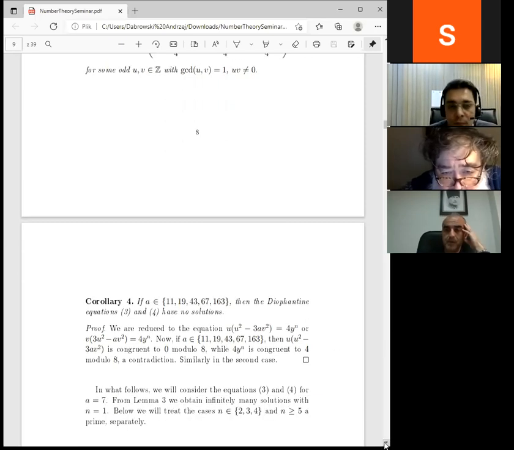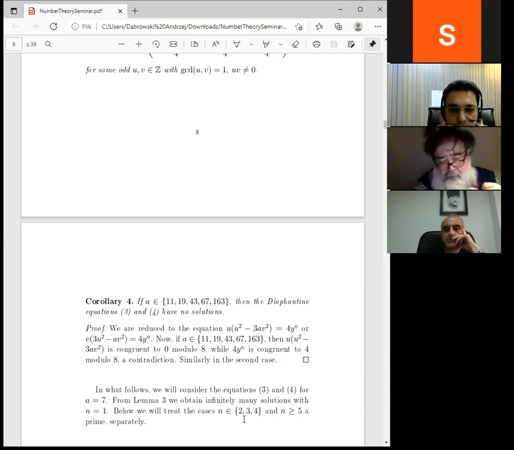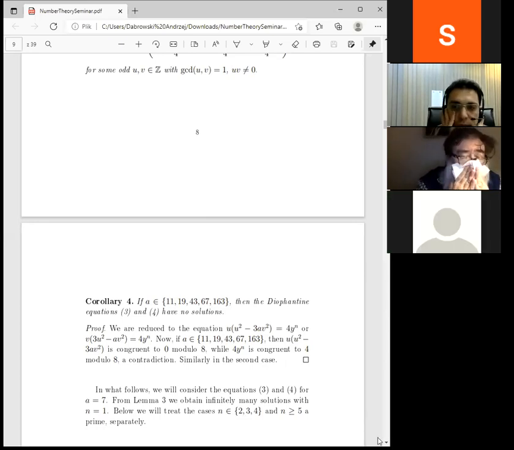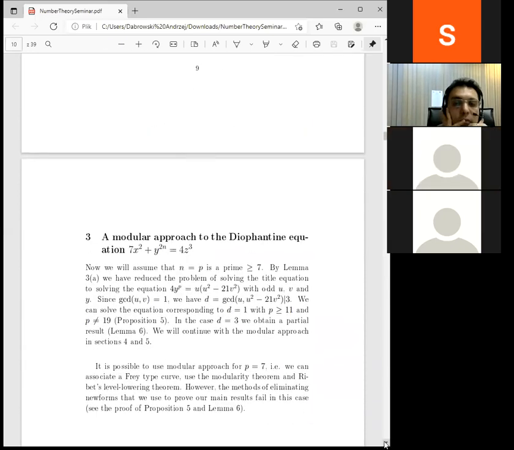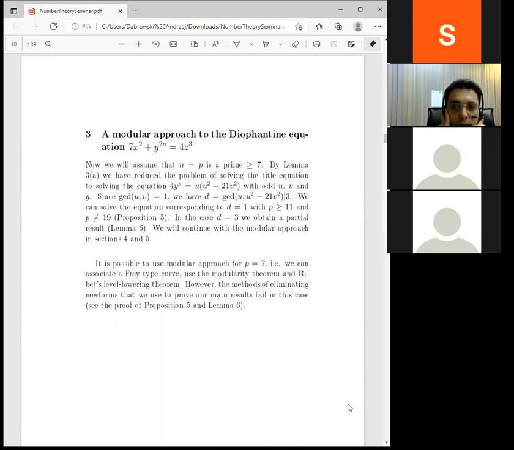So in fact, we will consider only two different equations. I will consider the prime exponents usually bigger than 7 separately, and small exponents separately, because here we need another method, usually not the modular techniques.